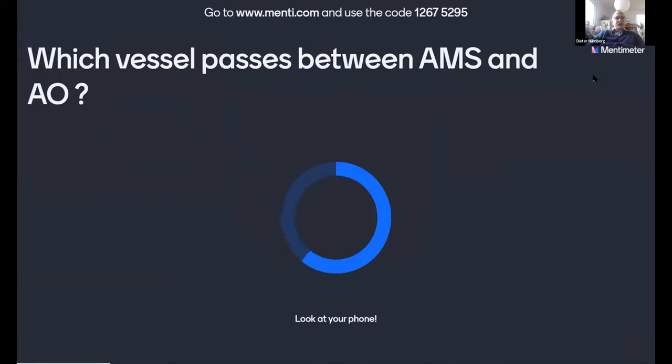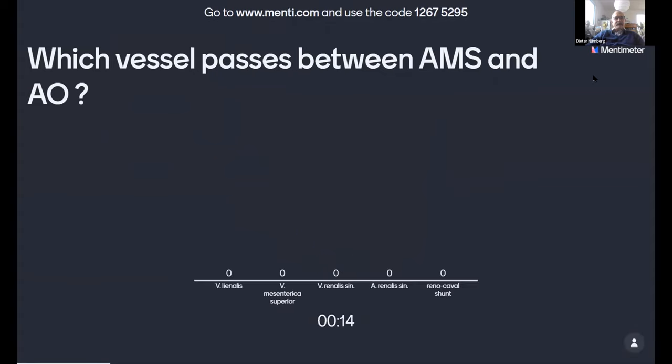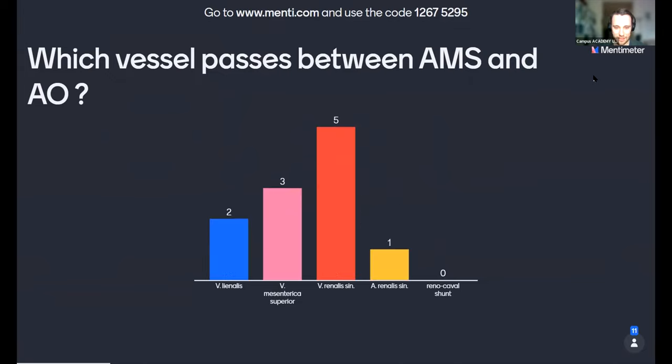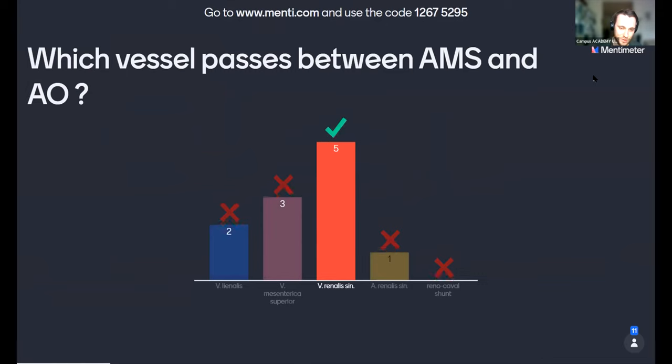Now we come to the question: which vessel passes between the AMS and the AO? Okay, vote. The faster you answer, the more points you get. 3, 2, 1.